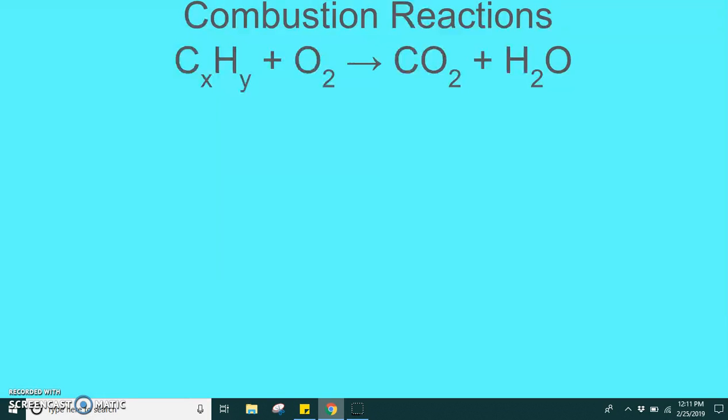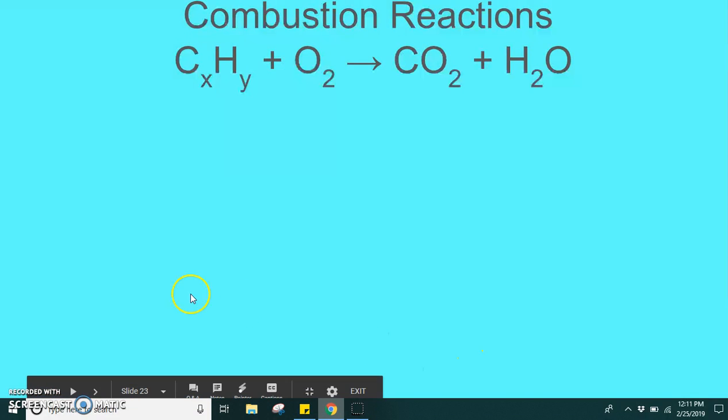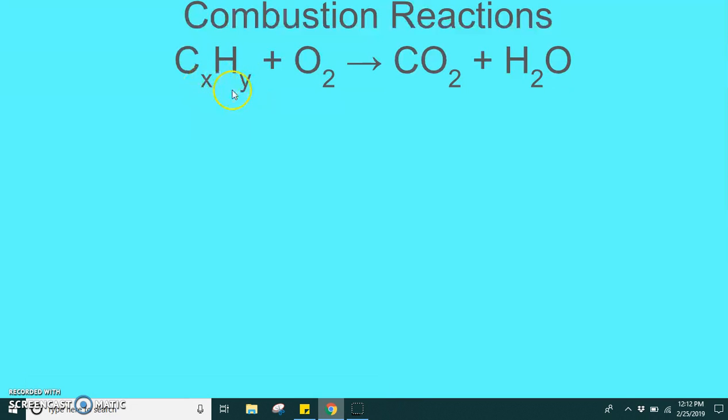So the last reaction type to go through is combustion reactions. You're going to see some sort of a hydrocarbon, meaning it can have any amount of carbons to hydrogens. That's why we have X and Y there, because any hydrocarbon is going to be in any of those ratios possible. Plus oxygen. Whenever you burn anything, you need oxygen. It's going to react to form carbon dioxide and water.